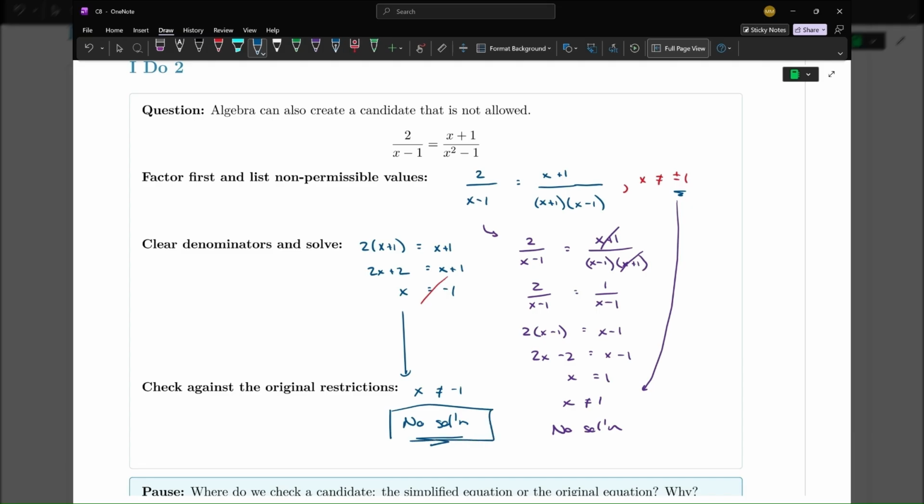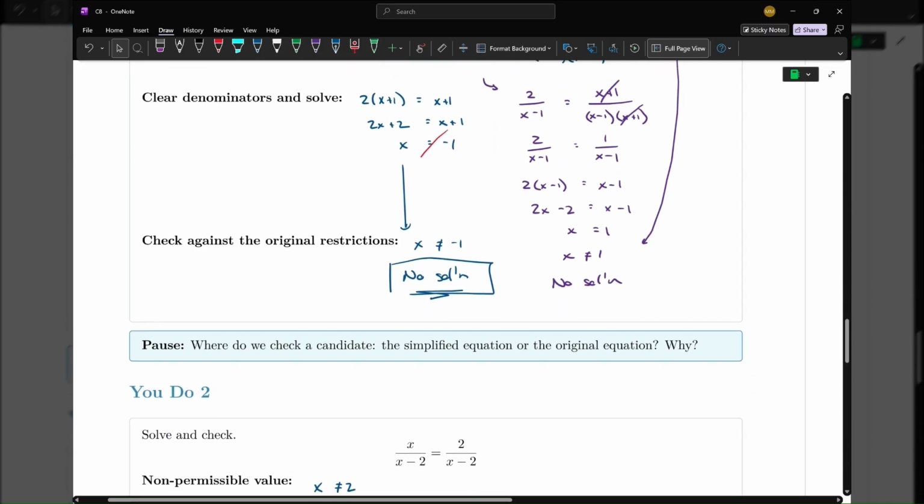The nice thing with the rationals is there are just a couple of specific values you have to check. So I like factoring, and I'm just going to look at what my no-goes are. And if one of those numbers pops up, I'm going to say, well, that's not allowed, because again, it was not allowed in the original equation.